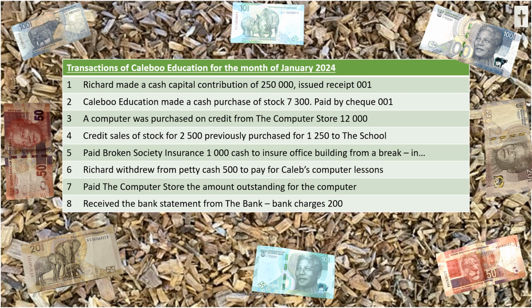That takes us to the last transaction in this lesson. Number 8. Receive the bank statement from the bank. That's where we have a bank account. The name of the bank is the bank. And on the bank statement there were bank charges of 200.